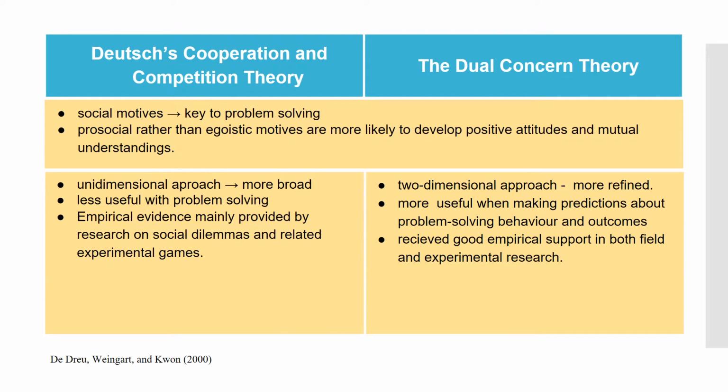Empirical evidence for Deutsch's theory is mainly provided by research on social dilemmas and related experimental games. The dual concern model, however, has received good empirical support in both field and experimental research. The dual concern model has also been extensively used as a basis for developing instruments to assess conflict management strategies at work. Hence, we chose to focus on the dual concern model.